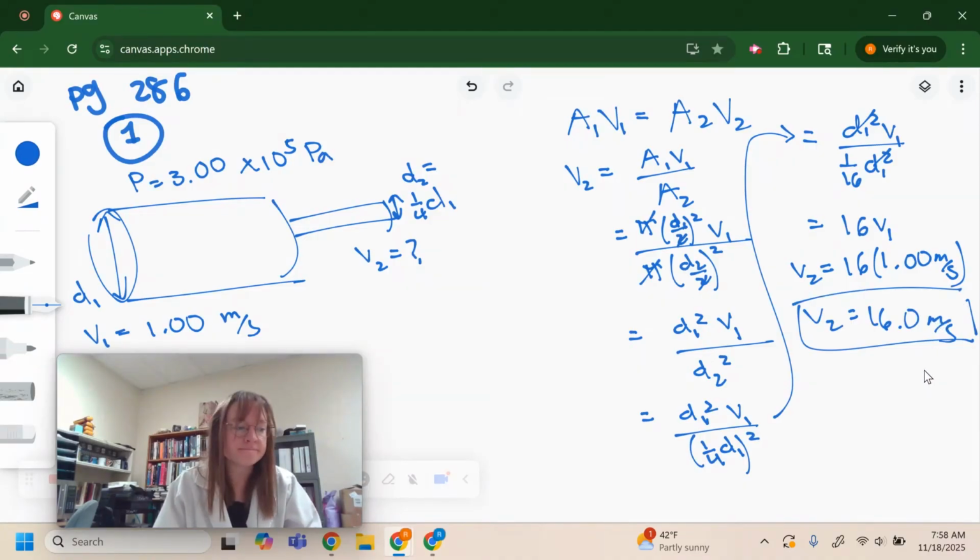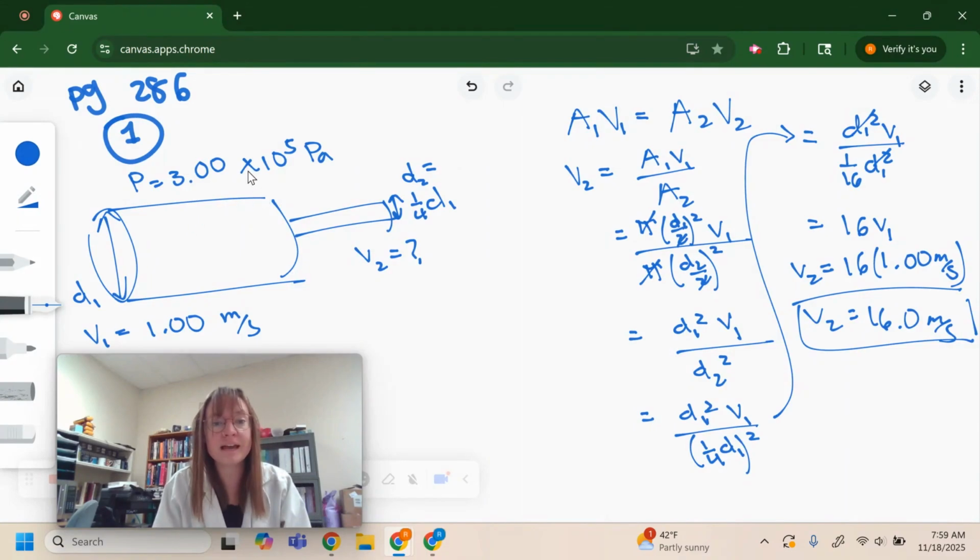And there it is. There is a little practice problem with the continuity equation. Notice the pressure was actually not even relevant at all. We didn't have to do anything with the pressure at all. And yeah, it was just given to us for fun.